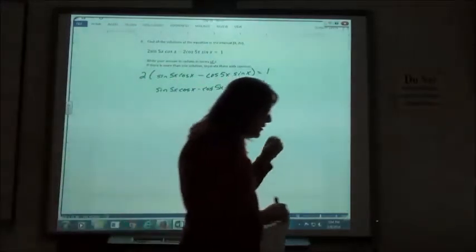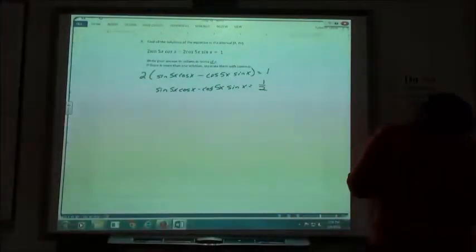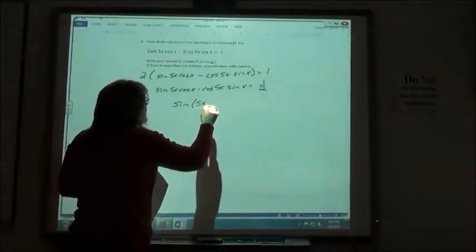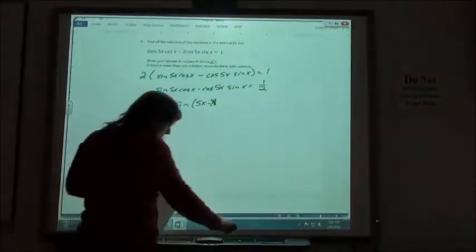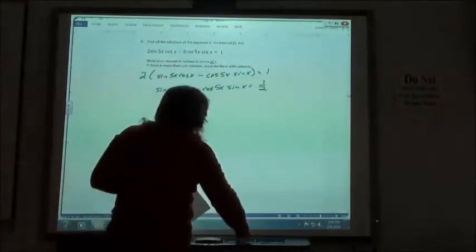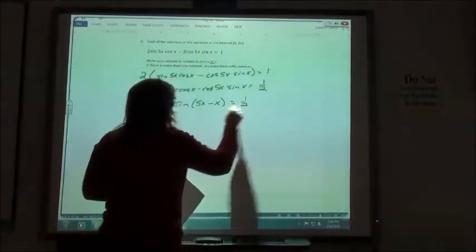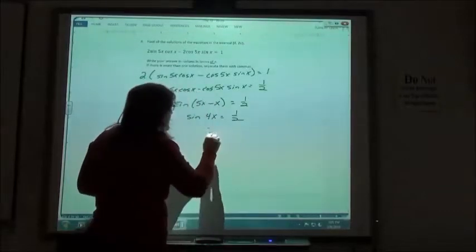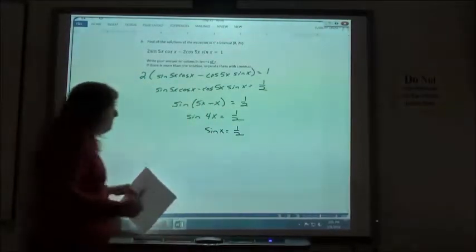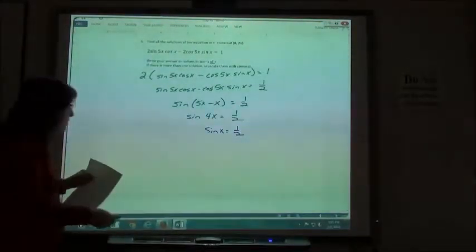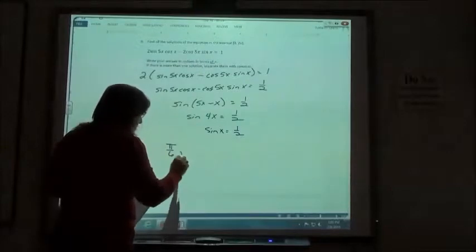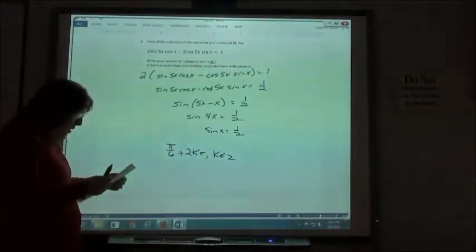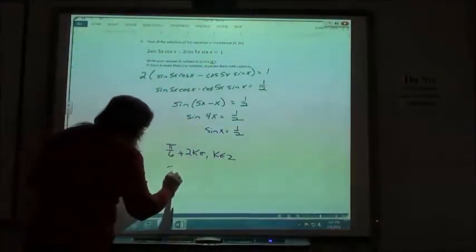So if you look up your sum and difference formulas, for sine cosine minus cosine sine, it is the sine of a minus b, so 5x minus x, to equal my 1/2. So the sine of 4x would equal 1/2. Again, we're going to look up where the sine of x equals 1/2. So sine equals 1/2 at pi over 6, I'll put plus my 2k pi, and then also equals 1/2 at 5 pi over 6.